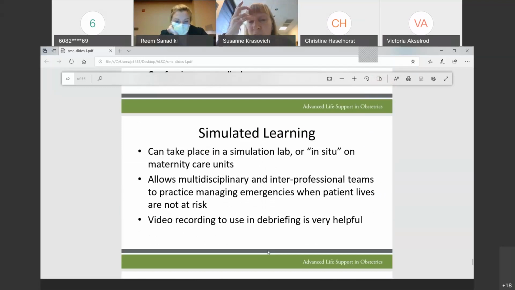And then simulated learning. So that can be either in a simulation lab or it can be in your own maternity care unit on the labor and delivery floor or somewhere else. Getting that multidisciplinary team together to practice managing emergencies when a patient's life is not actually at risk is a great opportunity to help your team function well and to decrease the likelihood that those problems are going to happen that will lead to a higher risk situation. If you have the opportunity to video record those, that's also great and can be useful in debriefing.